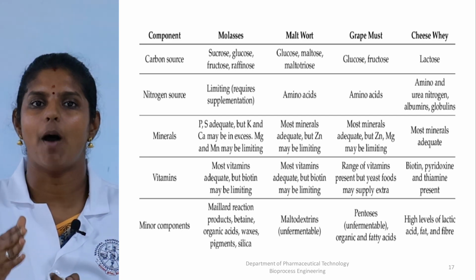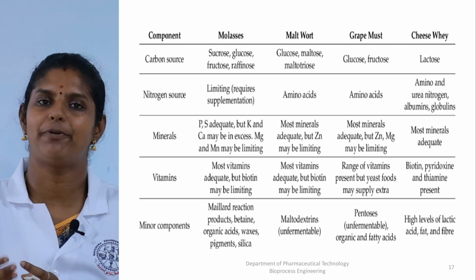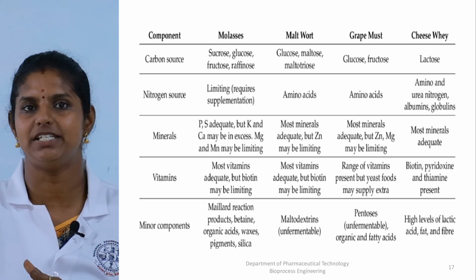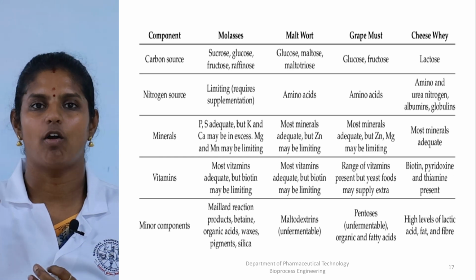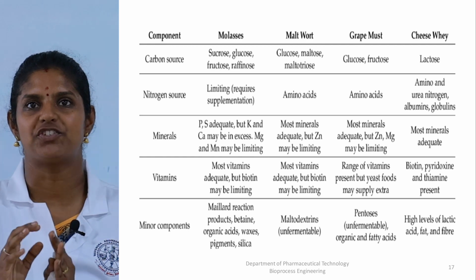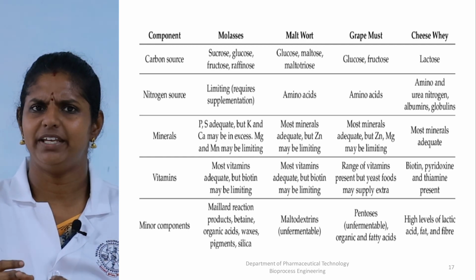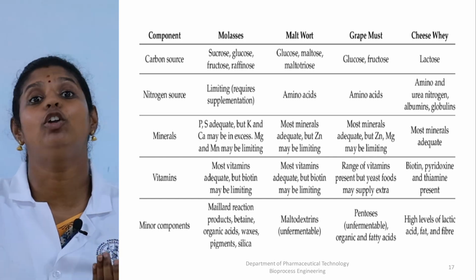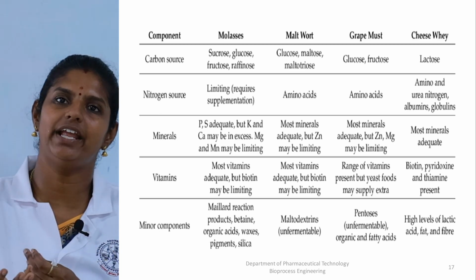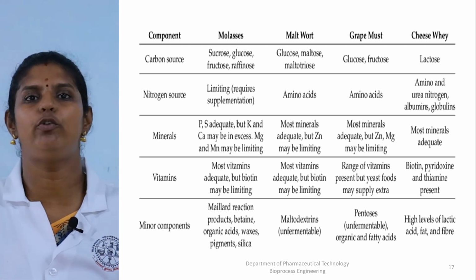Similarly, in the malt wort, glucose is the major carbon source, amino acids are present as a nitrogen source, and most of the minerals are present, where zinc is the limiting factor. Vitamins are already present, and the minor compound present in the malt wort is maltodextrins. When we come to the grape must, glucose is limiting, in a small amount, where fructose is the major carbon source present. It already contains peptones as minor products, and it has a wide range of vitamins.